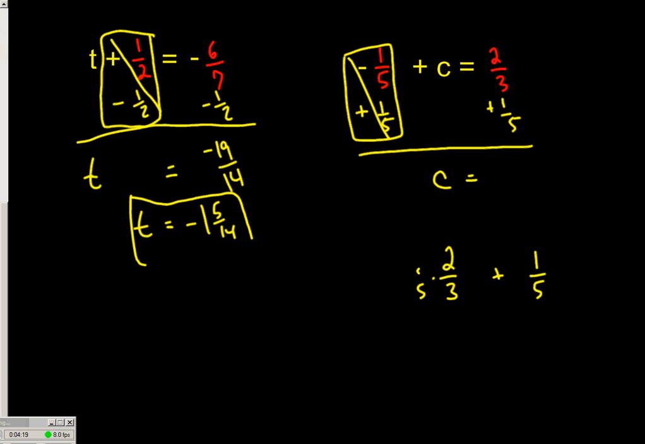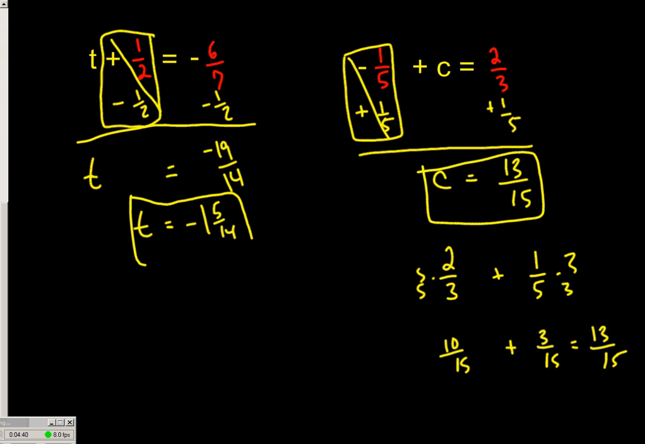Common denominator, 15. So go and multiply top and bottom to get that done. This will become 10/15. This will become 3/15. 10/15 plus 3/15 equals 13/15, and we're done. No need to simplify it. We're done.